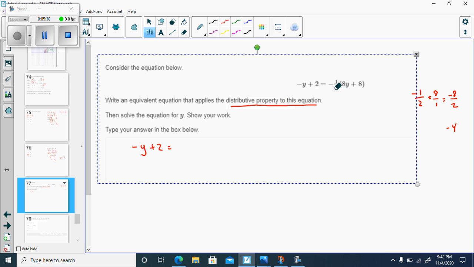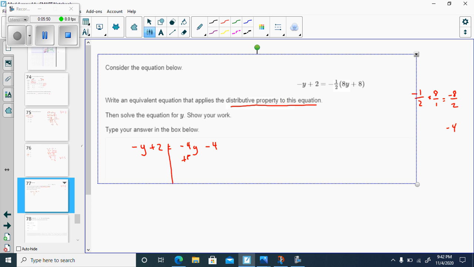Now, doesn't that make sense? Half of 8 is 4. Negative 4, that's a negative 4. So that's negative 4y. And negative 1/2 of 8 would be negative 4, okay? Then solve the equation for y. Okay, let's solve it for y.